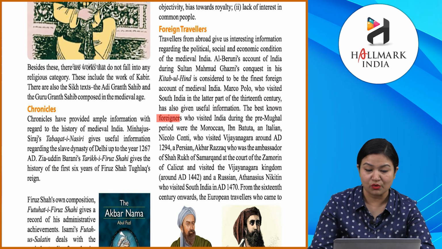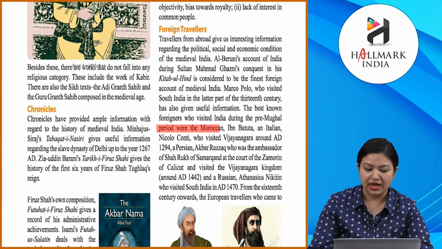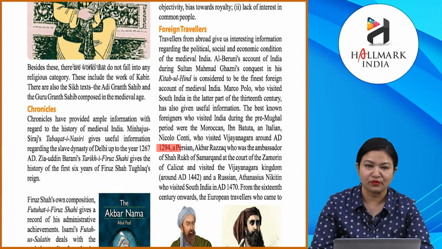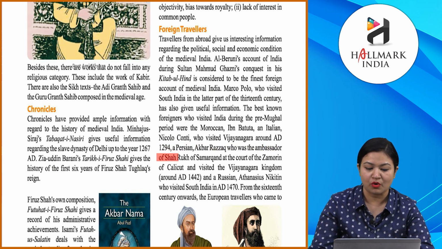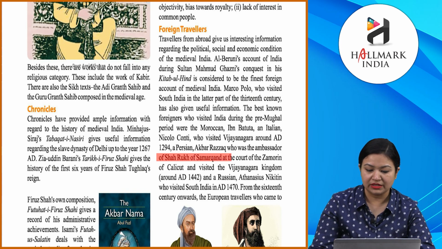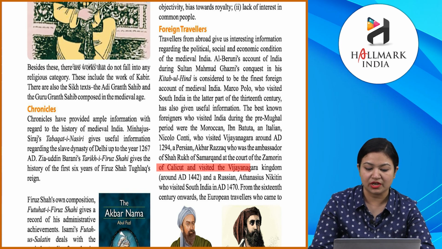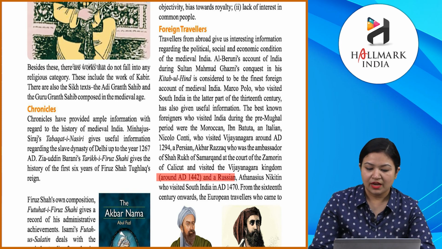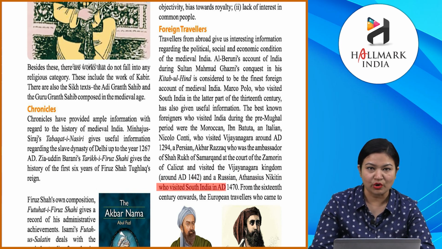The best known foreigners who visited India during the pre-Mughal period were the Moroccan Ibn Battuta and the Italian Niccolo Conti, who visited Vijayanagar around AD 1420. A Persian, Abdur Razzaq, who was the ambassador of Shah Rukh of Samarkand at the court of the Zamorin of Calicut, visited the Vijayanagara kingdom around AD 1442, and a Russian, Athanasius Nikitin, visited South India in AD 1470.